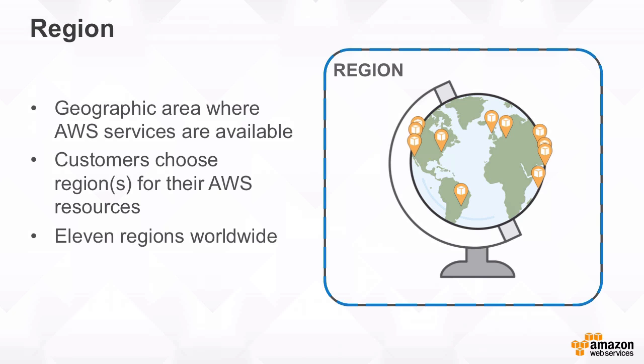So the region is the geographic area where the AWS services are available. The customers can choose the regions for their own resources. Usually you choose a region to be either close to your customer or for compliance reasons. And we have 11 regions worldwide. In Europe, we have 2 regions, one in Ireland and one in Frankfurt.